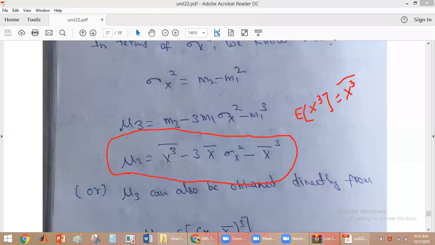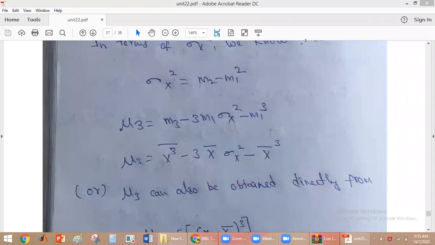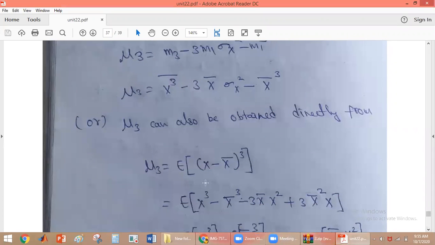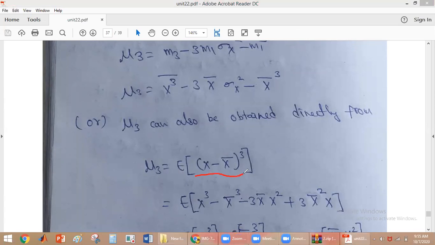Okay, now what we do, we just evaluate this mu3 directly. So what is mu3? It is expected value of (x minus x bar) cube. Now we just expand this equation. If we expand that, we get x cube minus x bar cube minus 3x bar x square plus 3x bar square x. Okay, so this is the equation we get.